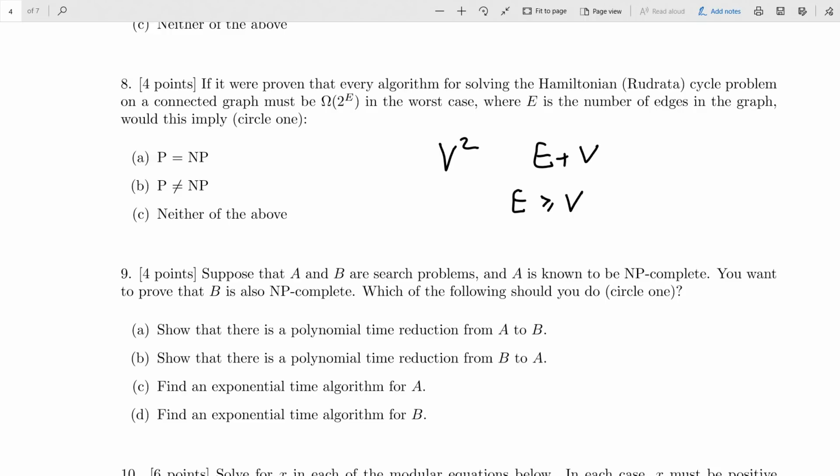So what does it mean then if you prove that any Hamiltonian cycle algorithm must be omega of 2 to the E? That means it takes exponential time. So dealing with a graph with E edges is going to take exponential time. And what does it mean if an NP-complete problem requires exponential time? Yeah, P can't equal NP because that's another exponential time algorithm.